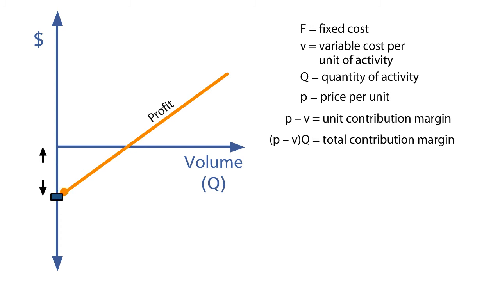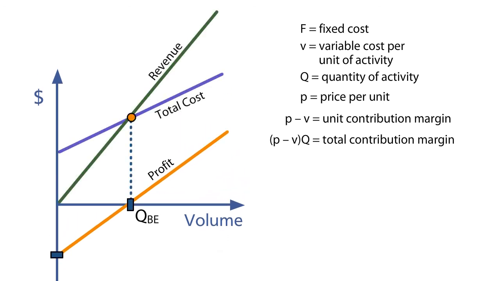Every unit we sell gives us our unit contribution, P minus V. And if we sell enough units, we get up to that break-even point, which is exactly the same break-even point that we saw when we showed the cost and revenue lines separately. Where they intersect is where our profit is zero. So now that we are looking at it this way, it helps us figure out what our break-even point actually is. How would we calculate that?